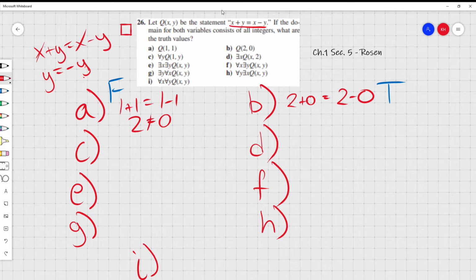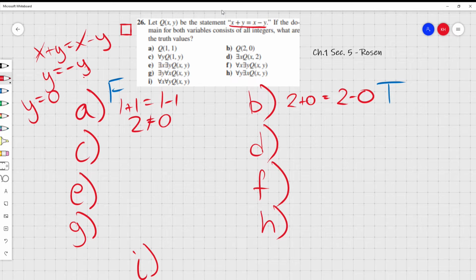And for any integer value, since y has to be the same one, you can't have 1 equal to negative 1 in this case. So we have to say that the only way this could possibly have a truthful answer is if y is equal to 0.